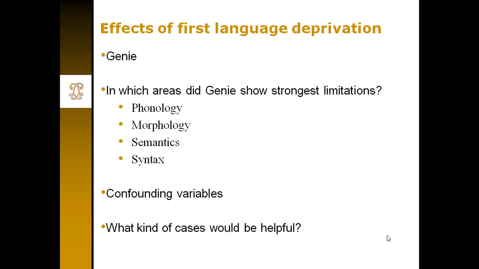Now, of course, there are confounding variables for Jeannie. Her phonology, not that great. Morphology, not that great. Semantics, okay. Syntax, not that great. But what are the confounding variables? What do we need to worry about with Jeannie? Well, first of all, she's not only deprived of language, but she's in an abusive kind of situation.